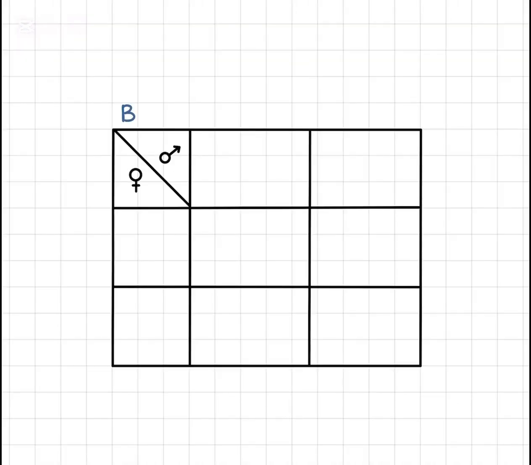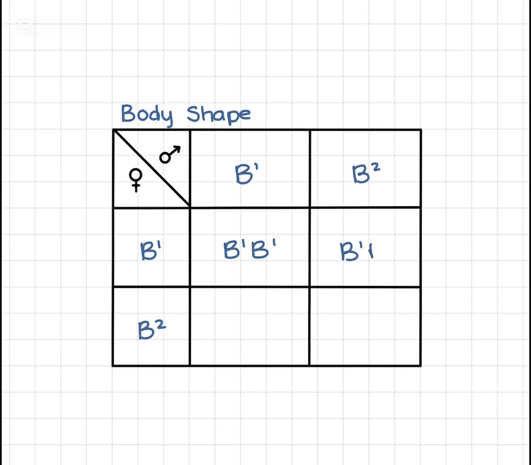This is the Punnett square for body shape. Lastly, we know the father is heterozygous B1, B2 for body shape, and the mother is also heterozygous B1, B2 for body shape. This gives a genotypic ratio of 1 to 2 to 1 for the expected allelic pairings that are B1, B1, B1, B2, and B2, B2 respectively.